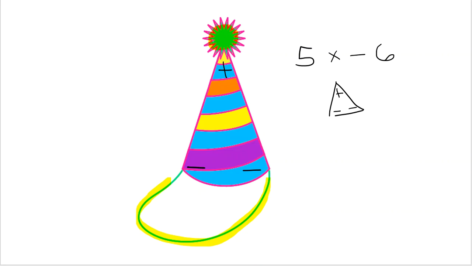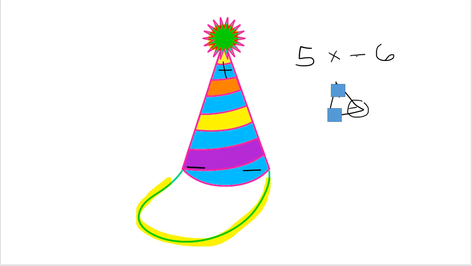Okay, and you would cover up the positive and you would cover up one of the negatives, and then whatever sign you're left with, that's the sign of your answer. Okay, so if we cover up the positive for the positive 5 and the negative for the negative 6, you can see that we have a negative sign left.